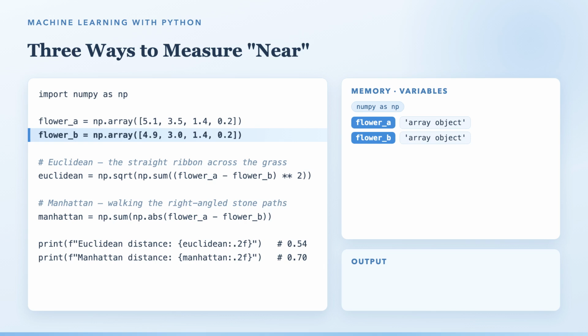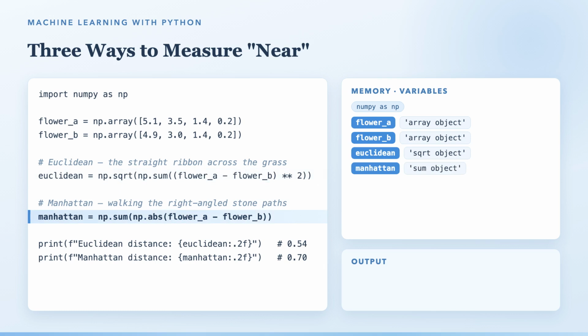And the third way, Minkowski, is simply a dial between the two. Turn it to 1, you get the stone paths. Turn it to 2, you get the ribbon. Scikit-learn's default is the ribbon, Euclidean, and that's what we'll use today. 4 measurements means our ribbon actually stretches through 4 dimensions. We can't picture that, but the arithmetic doesn't mind at all. The formula works the same.